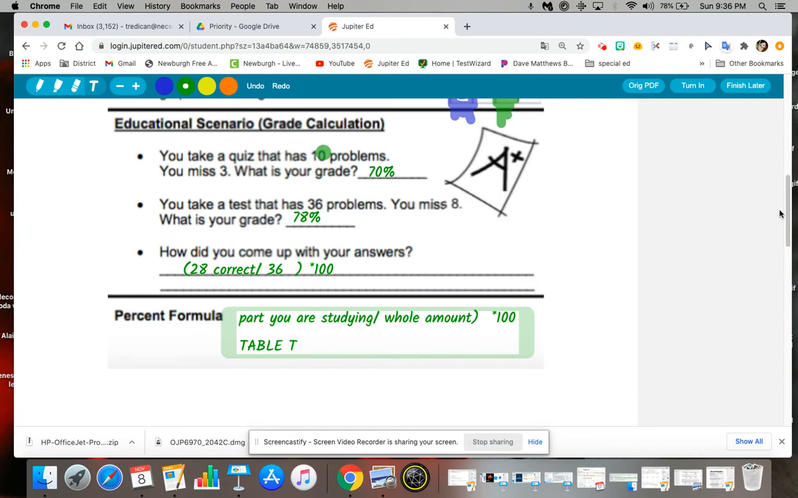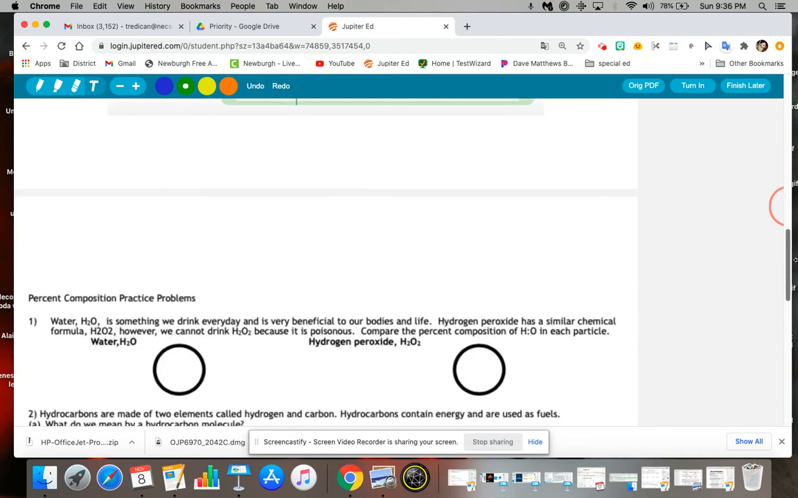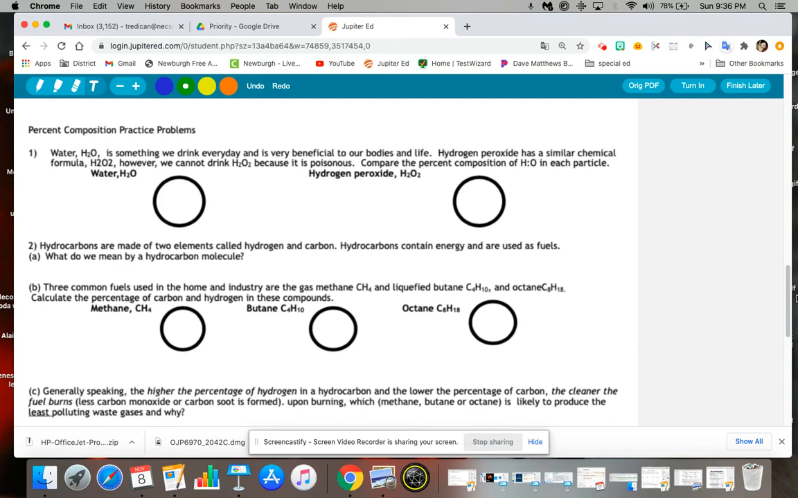Okay, we've looked at percentages in general. Let's take a look at them from a chemist's point of view. Water, H2O, is something we drink every day and is very beneficial, good for us. Hydrogen peroxide has a similar chemical formula, H2O2. However, we cannot drink H2O2 peroxide because it's poisonous. Now compare the percent of hydrogen and oxygen in each particle. So let's start with water.